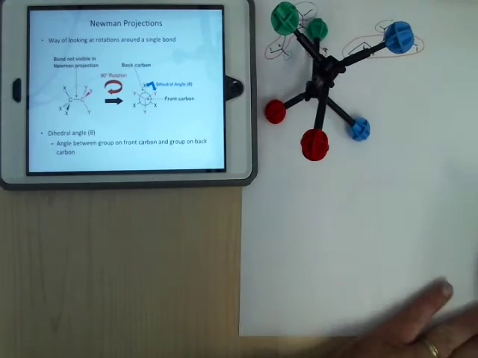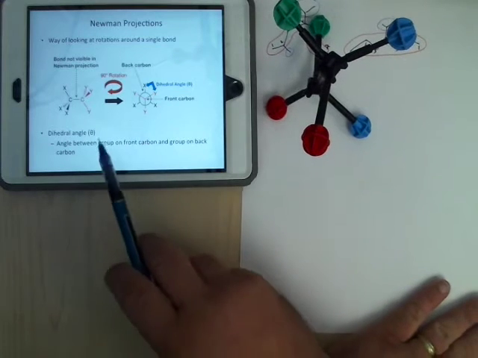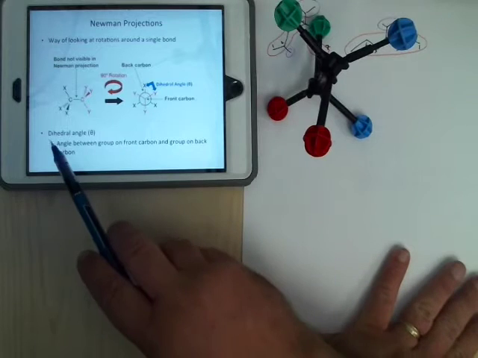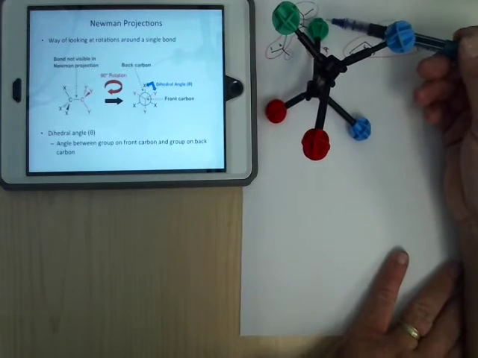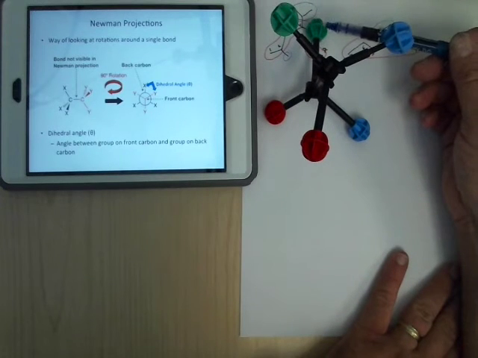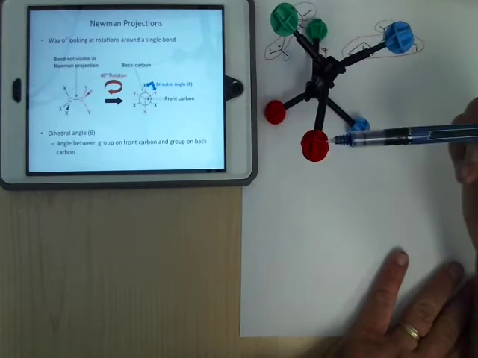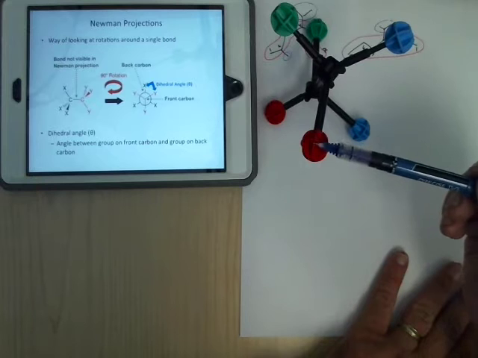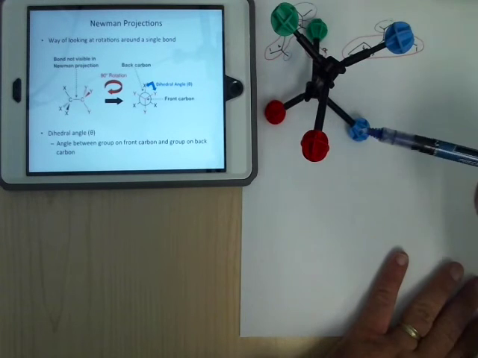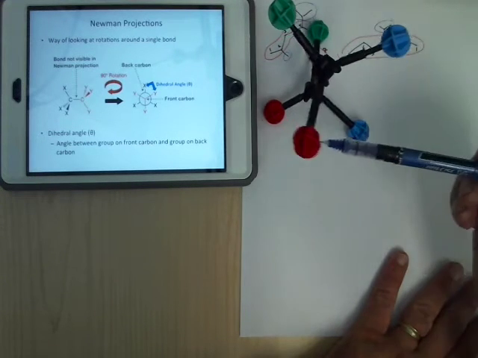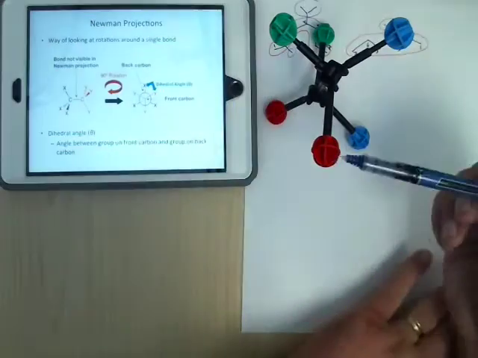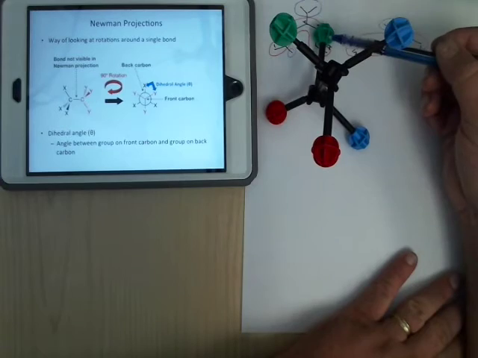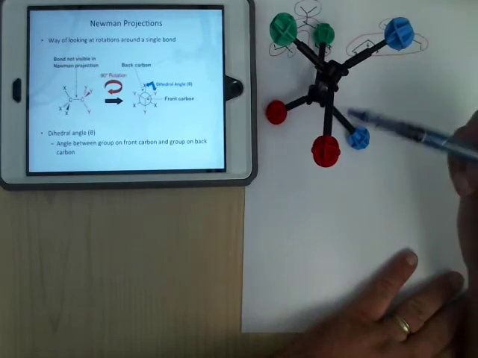You'll be able to see the interactions. Okay, now one point of vocabulary here, we call what's called the dihedral angle, and it's really going to be the angle between something in the front versus something in the back. So the angle between this red ball here and this blue ball here, right? That's 60 degrees. Okay, between this red one in the front and this green one in the back, right? That's 180 degrees.